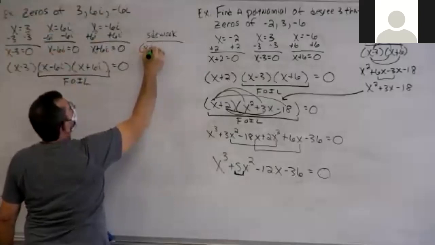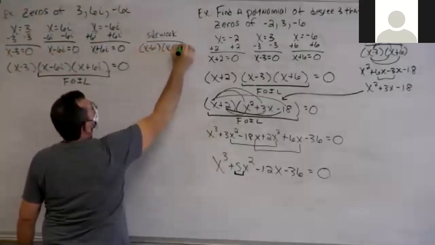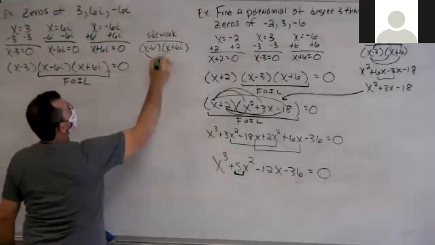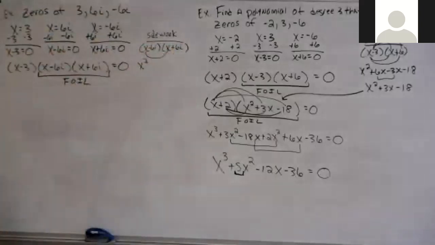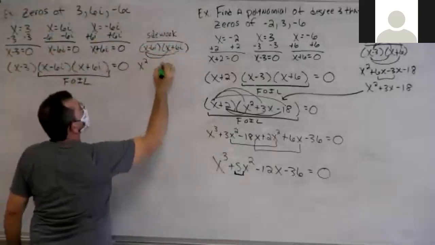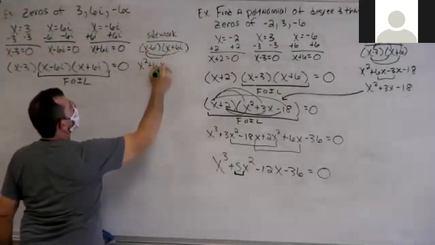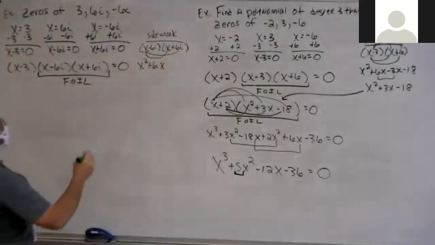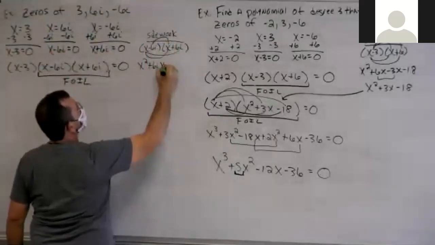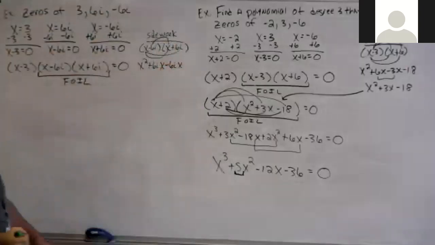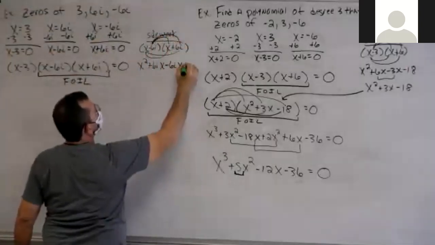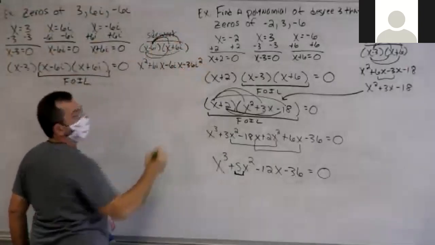What was that? x minus 6i times x plus 6i. So watch how they turn into just numbers instead of the i stuff. I'm going to start out with x times x, which is x squared. I'll then do x times 6i, which is a positive 6ix. Then I'll start distributing the -6i right here. -6i times x is -6ix. And then at the end, -6i times 6i is -36i squared.